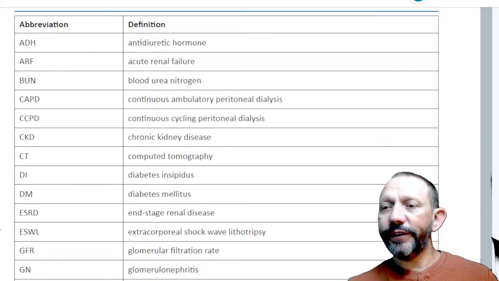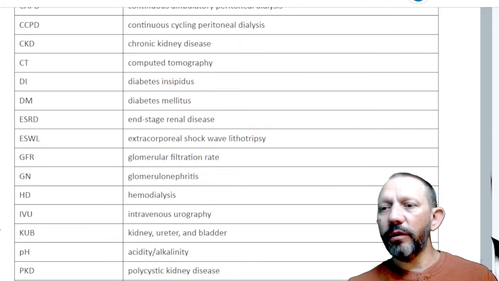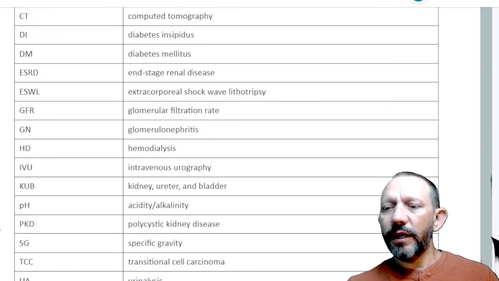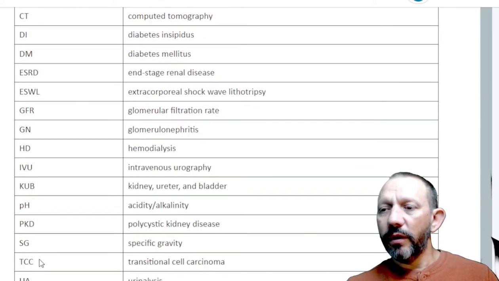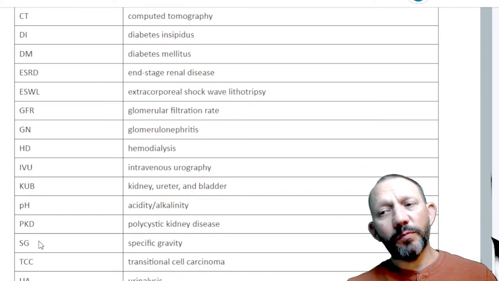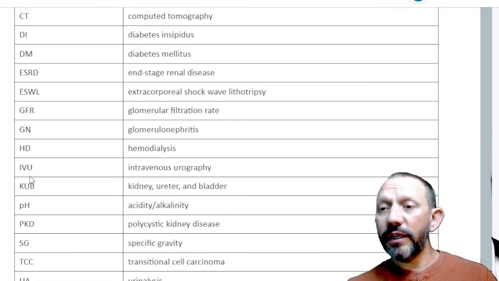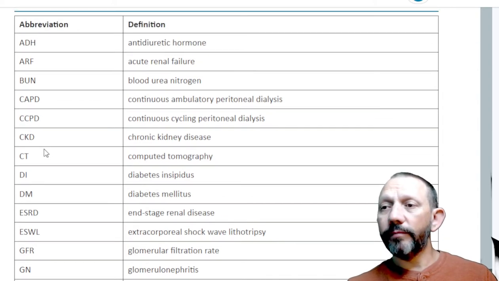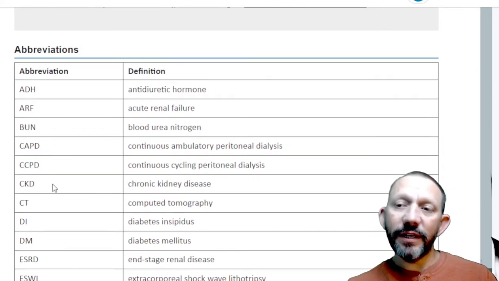Pharmacology. This is good. Oh my gosh, look at all these abbreviations. UTIs, we see that one. UA, urinary system, start from the bottom. You don't see specific gravity. You'll see pH. You'll see hemodialysis, possibly glomerulonephritis. Generally, you'll write those things out. DM is common for diabetes mellitus. Chronic kidney disease, CKD, it could be other stuff.